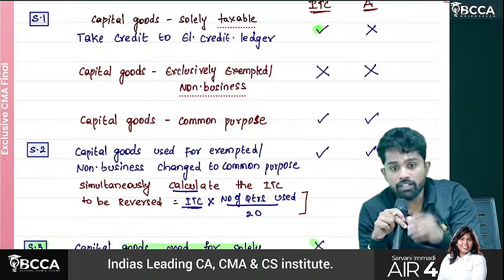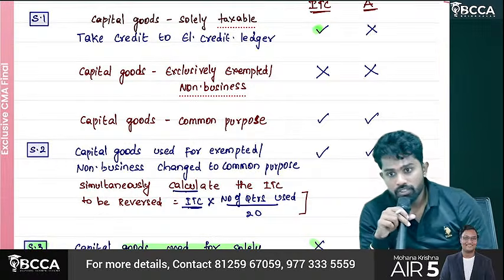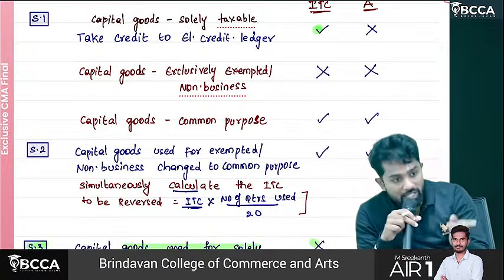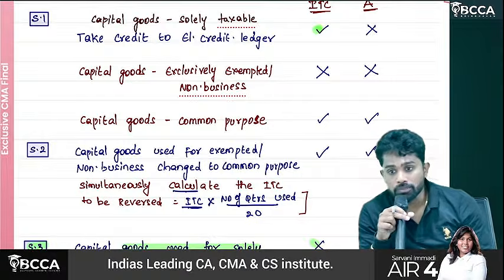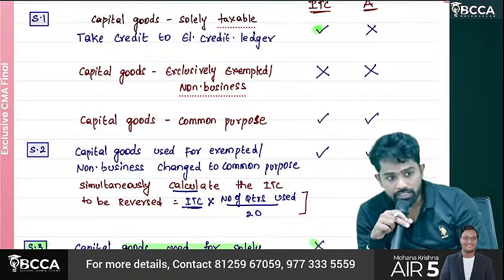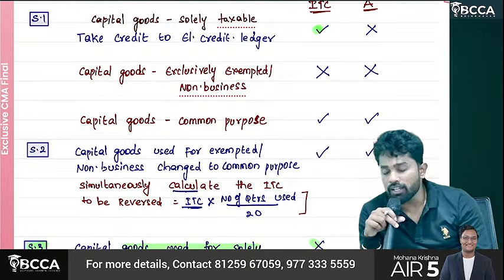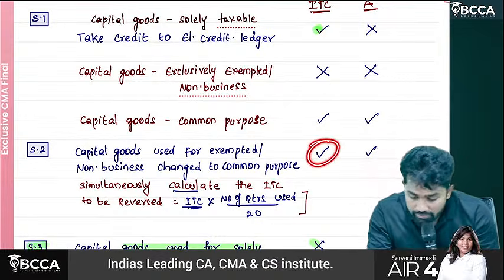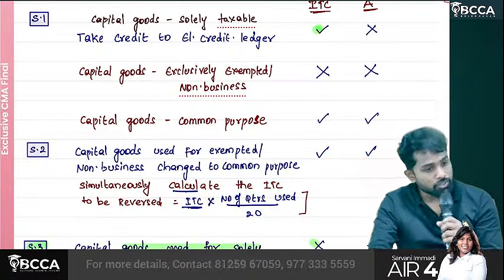But now what happened? It was shifted to common use. From exclusively exempted to, now it shifted to what? Common use. Once it is shifted, you can avail ITC now. But it is for exclusive taxable or else common purpose. Common purpose. So you avail ITC and even mark it as what? A. Sir, you understood the point, sir?